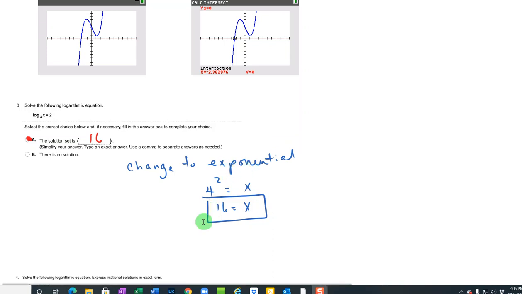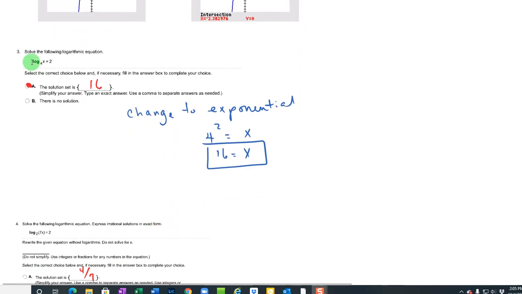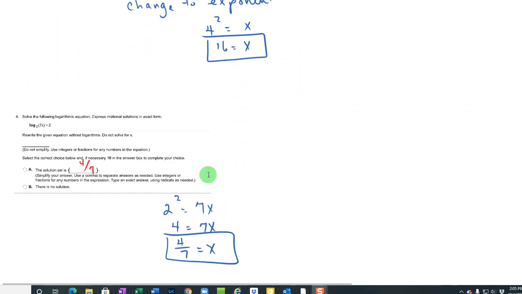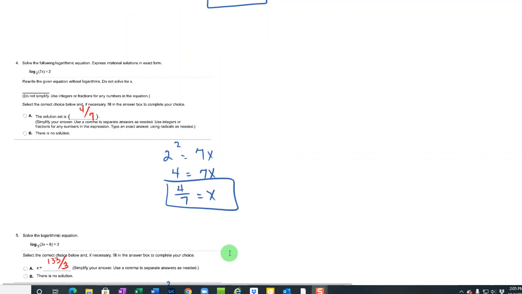Let's now look at our log ones. We looked at one like this in our example. Log base 4 of x equals 2. Base to exponent equals argument. Base to exponent. So 4 squared is 16. All right. Base to exponent equals argument. 2 to the second power. Base to exponent equals 7x. 4 is 7x. Divide by 7, so 4 over 7 is equal to x.